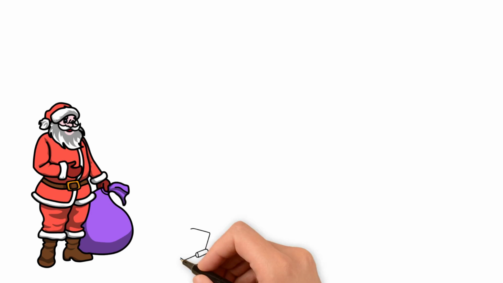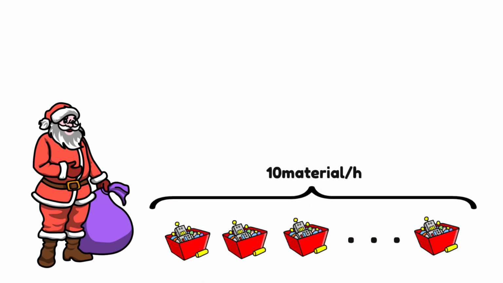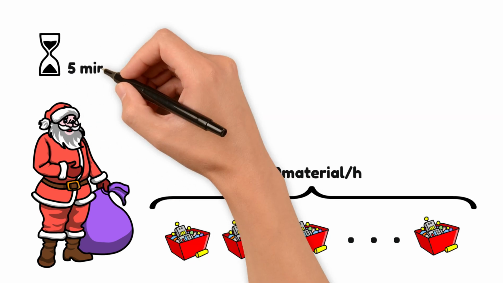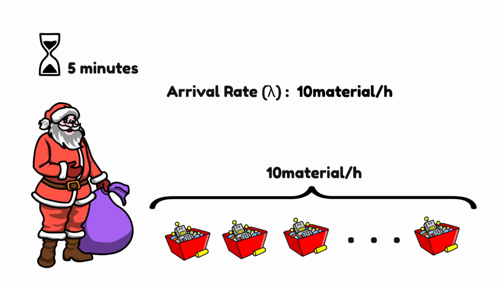Now back to the example. Let's put this into our example. If Santa receives, on average, 10 raw materials per hour and each toy assembly takes about 5 minutes, then the arrival rate, lambda, is 10 materials per hour. And Santa can complete 12 toys per hour, so the service rate, which is the mu, is 12.